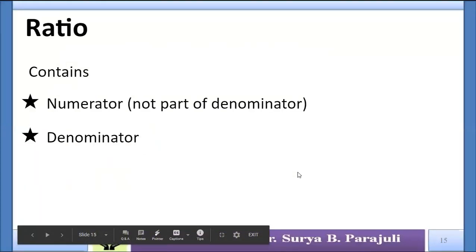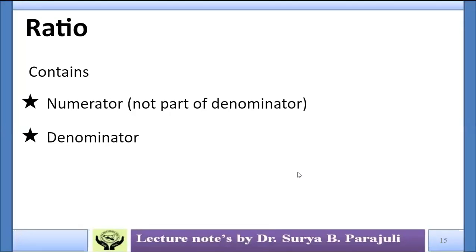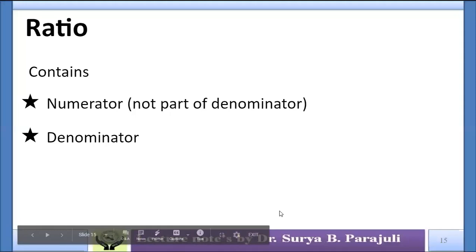Ratio means the numerator is not a part of the denominator. Could you give me one example? Who is there?